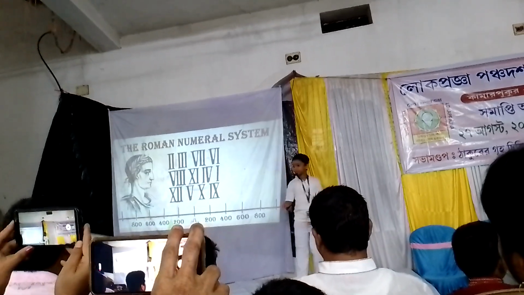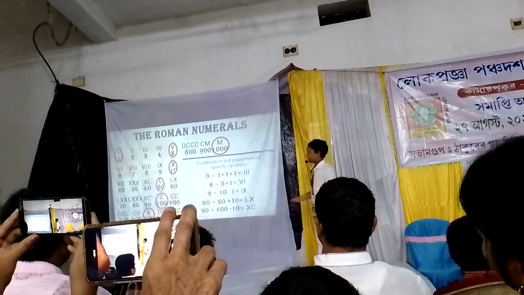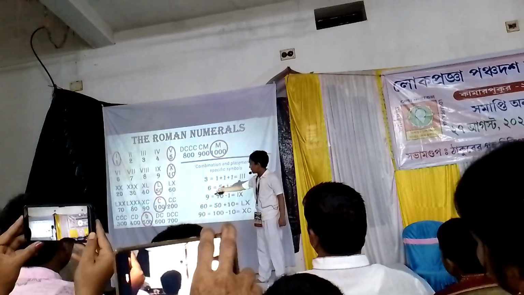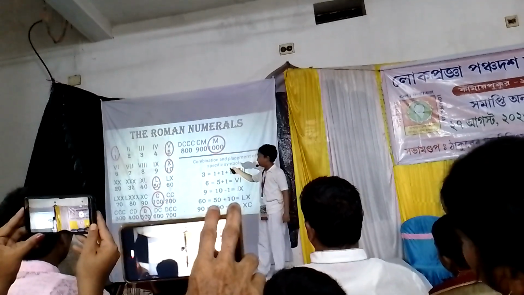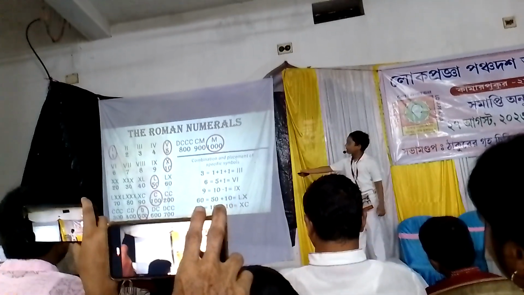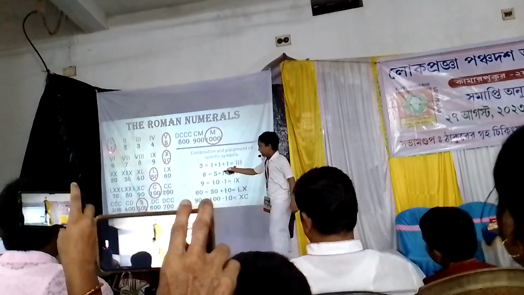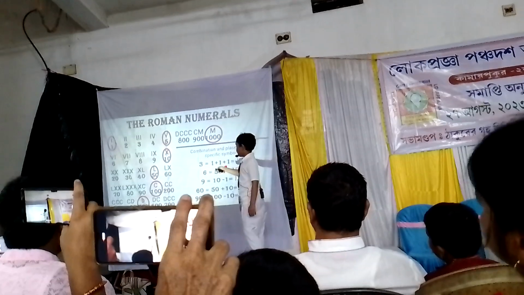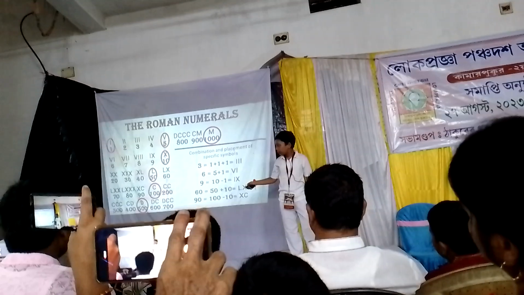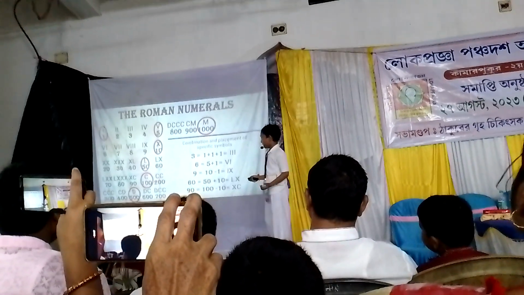Let me explain. The Roman civilization used the letters I, V, X, L, C, D and M to represent the values of different numbers. Please look at the screen for the red circles. Here we can see that I represents 1, V represents 5, X represents 10, L 50, C 100, D 500 and M represents 1000.